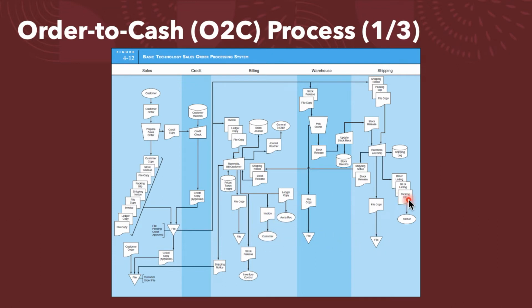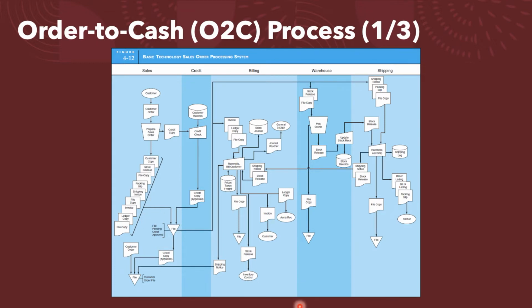So, they are separate. Shipping forwards the goods together with the bill of lading and the packing slip. And of course, billing is in charge of the invoice or the billing statement. Okay? So, of course, there would be a ledger copy for updating the accounts receivable.